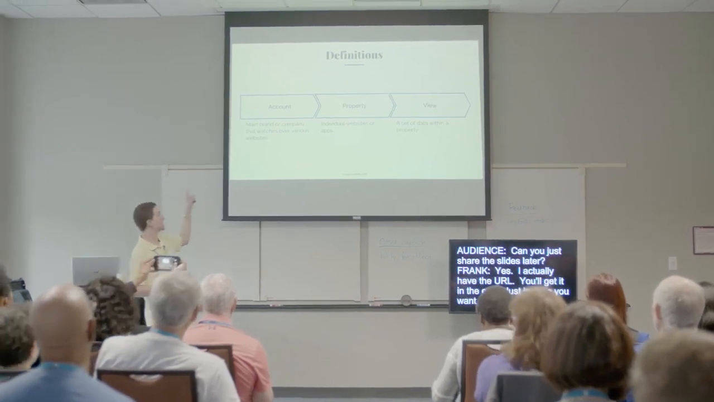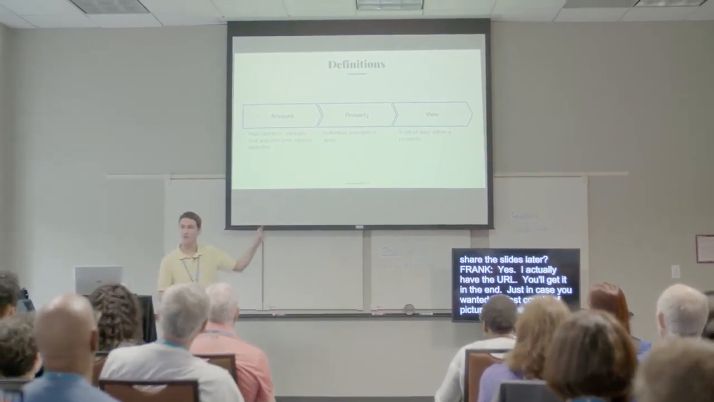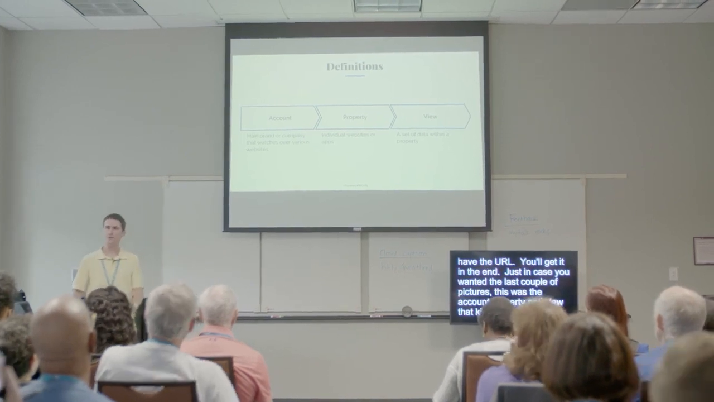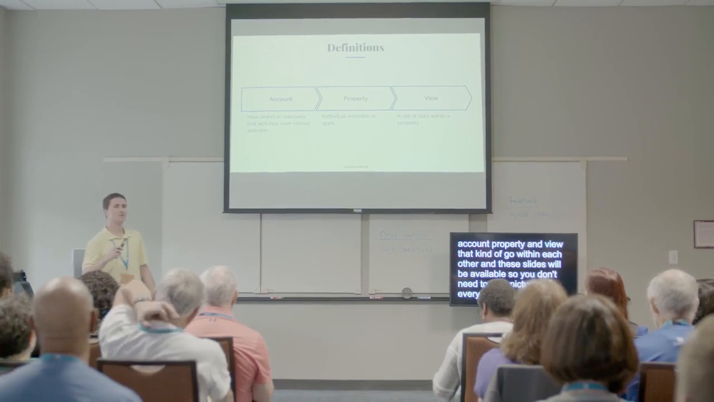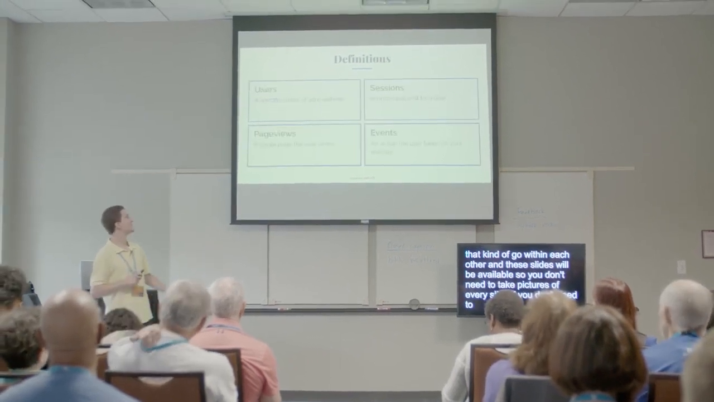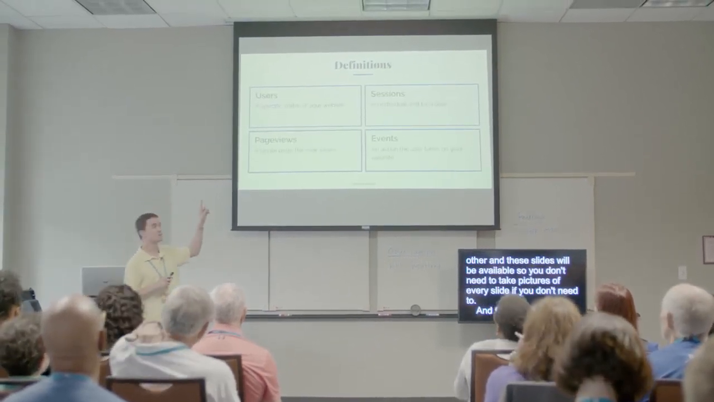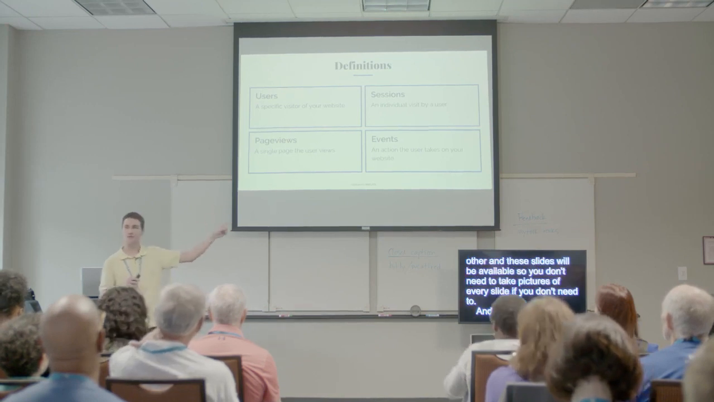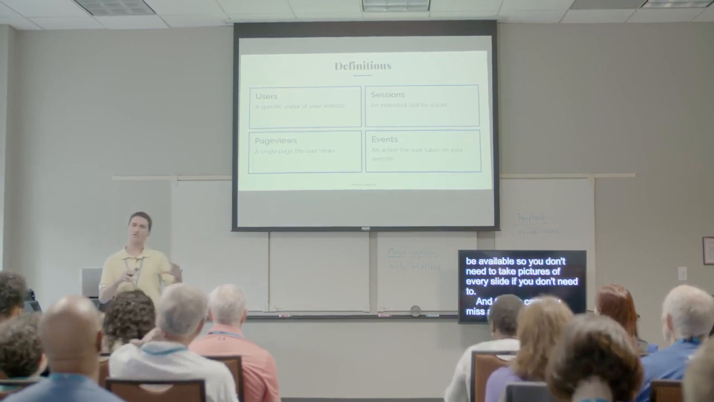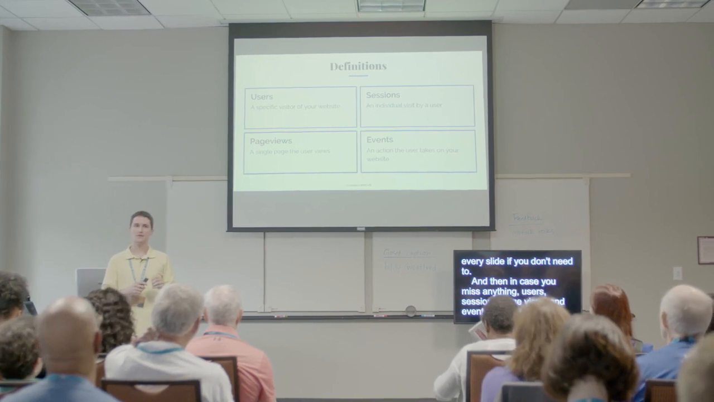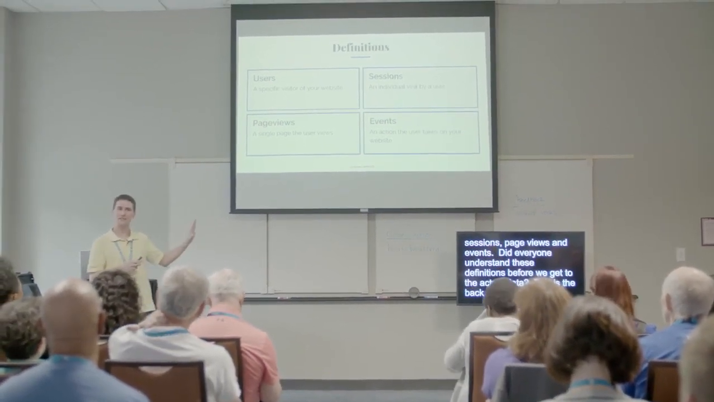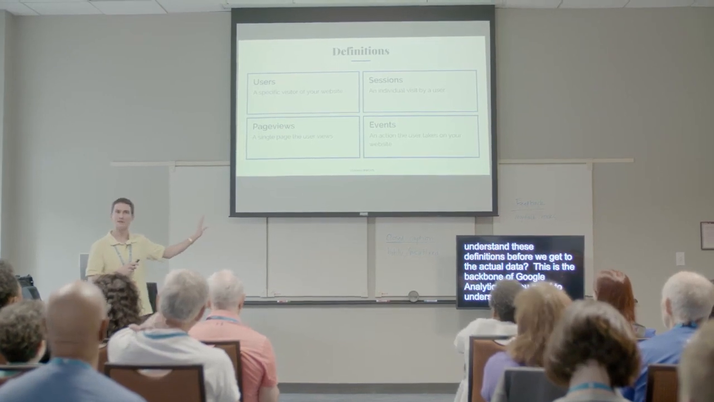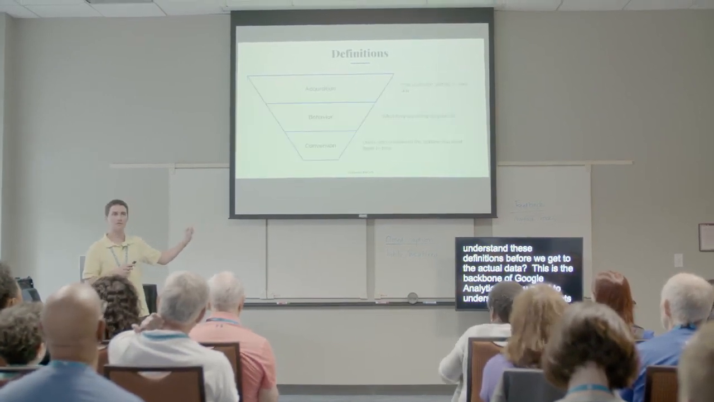Is everyone good? So just in case you wanted the last couple pictures, or just wanted to see how these worked out, this was the account, property, and view. They kind of go within each other in case you missed that. And these slides will be available, so you don't need to take pictures of every slide if you don't need to. And then in case you missed anything I was talking there, it was users, sessions, page views, and events. Did everyone understand the difference of all these definitions before we get to the actual data? Because this is the backbone of Google Analytics, so you really need to understand these concepts. Does anyone have a question on any of these couple slides here?